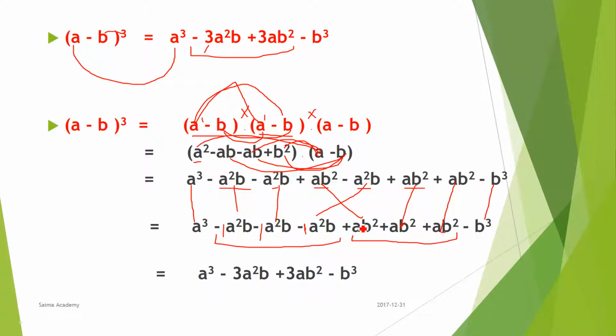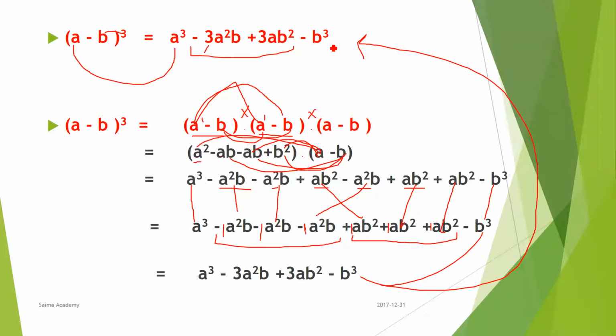How many times do you have ab square? Same, exactly, ab square plus ab square, and they do not have any coefficient, it means 1. So 3 times you have ab square, so we will write down 3ab square. 3 times you have 3a square b, 3 times you have 3ab square, minus b cube. So this is exactly the same as what I have told you, that a minus b whole cube equals a cube minus 3a square b plus 3ab square minus b cube, right?